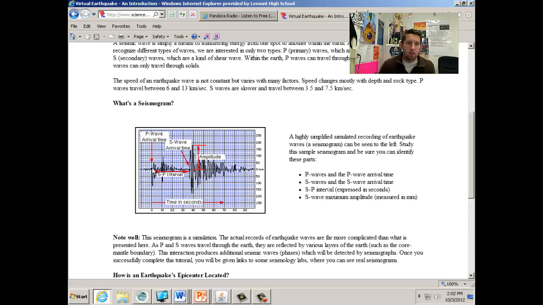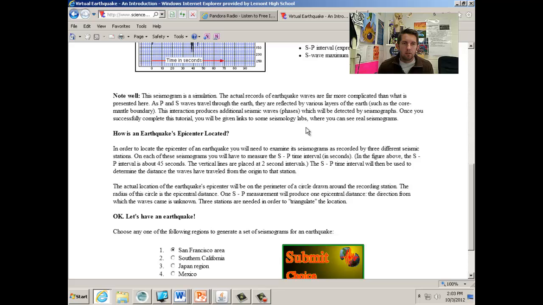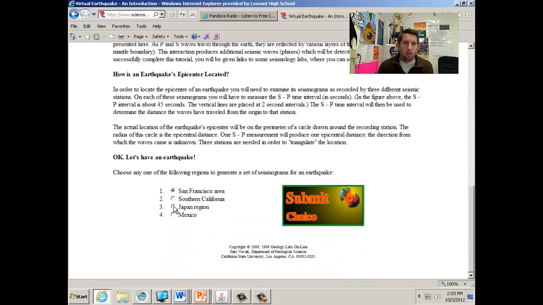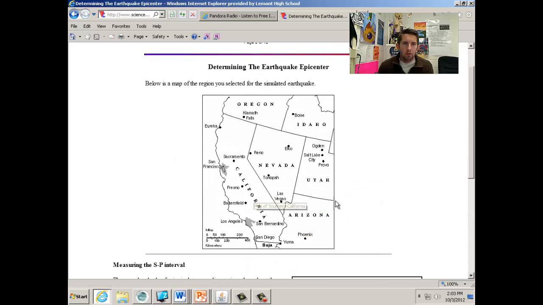Okay, this is the beginning, the primary wave, the secondary wave. We find that interval. That's how we determine the distance that the wave traveled from the epicenter of that earthquake till it got to the seismograph. So let's use this information to locate an epicenter. Let's do Southern California. Okay, so here's Southern California.